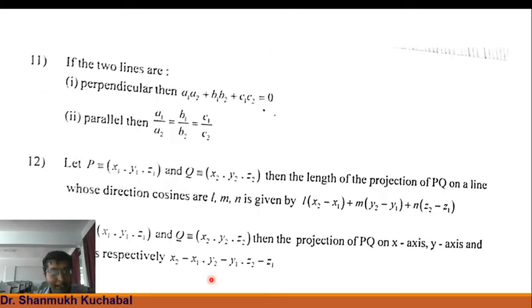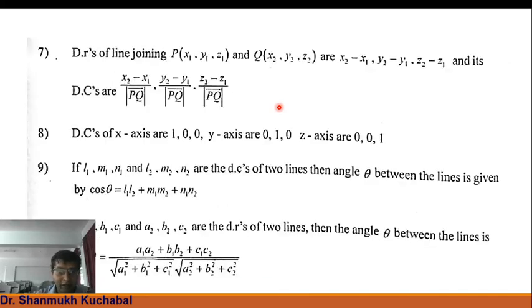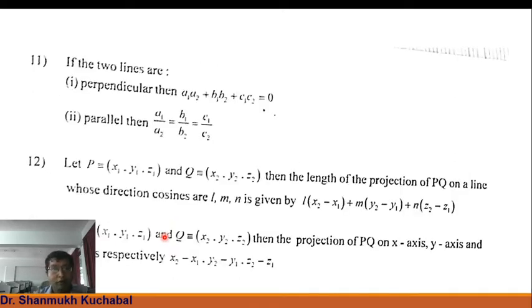Next, if the two lines are perpendicular, then their dot product we have to take as 0. Yes, already in vectors we have discussed this. You will be given two vectors, this is one vector, this is another vector. If the dot product is 0, then they are perpendicular to each other. Vector A1 dot, you can say, B1. So if the dot product is 0, then it is perpendicular. Then here also A1 A2 plus B1 B2 plus C1 C2 equal to 0.